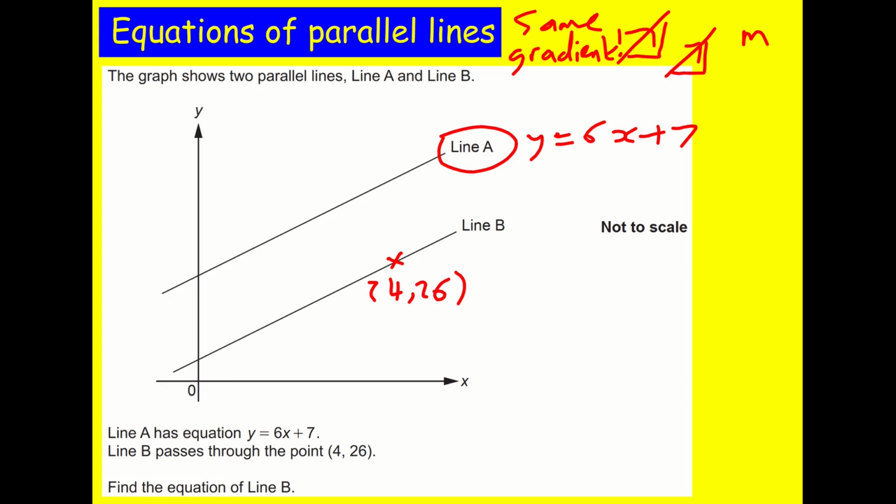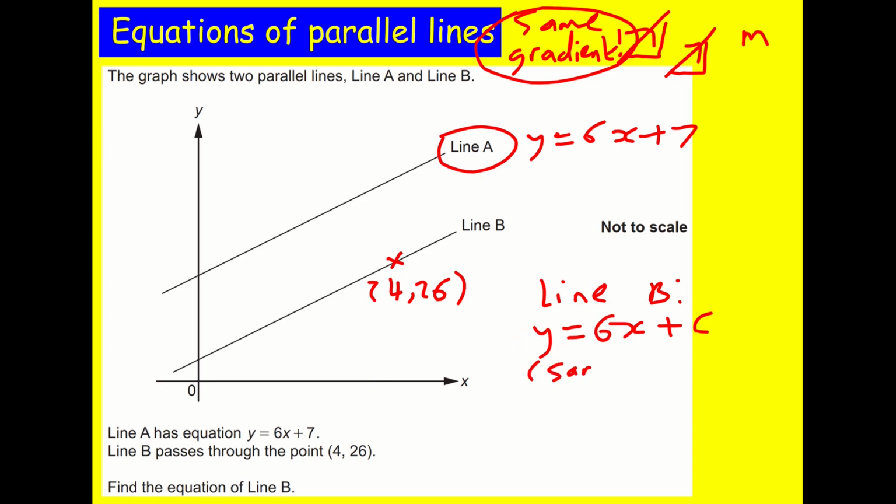Now, if you're feeling confident, if you've seen this before, if you just want to give it a go, then pause the video and go for it. My standard approach for this is as follows. We've got line B. Okay, we can write down that it's going to be y equals 6x plus c for some value of c, because it has the same gradient. That's where this is coming in. Already we're using it. Because I've got 6 here, I've got 6 here. Just going to write that in brackets.